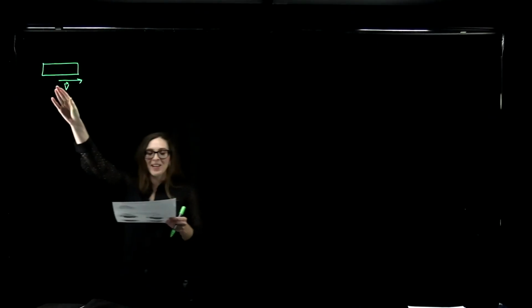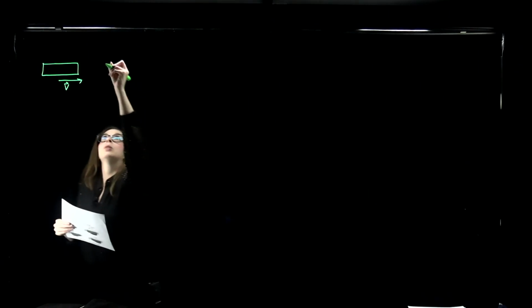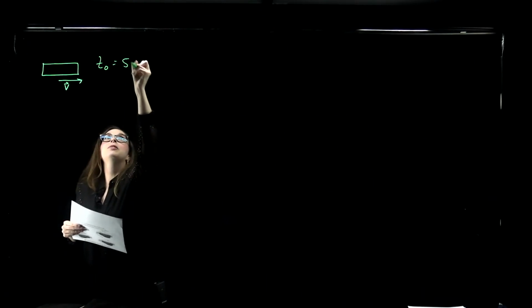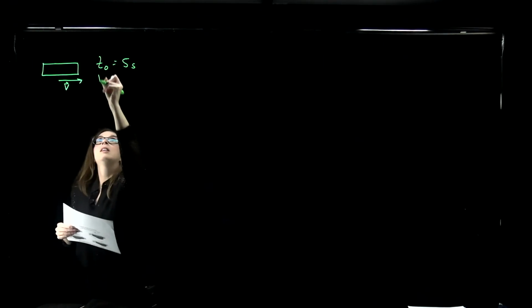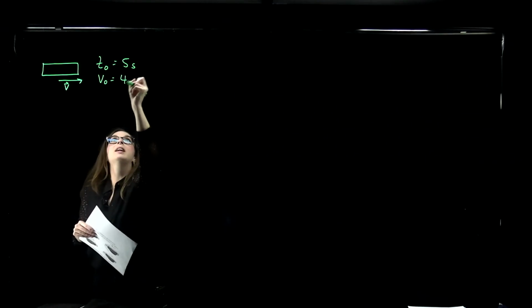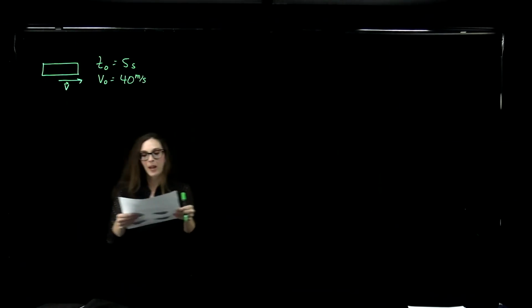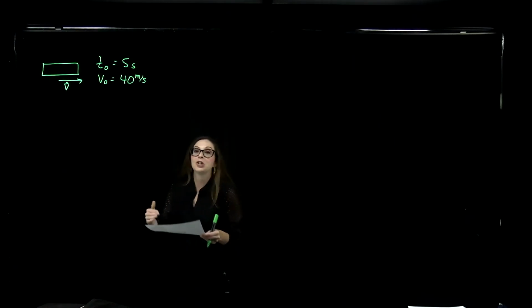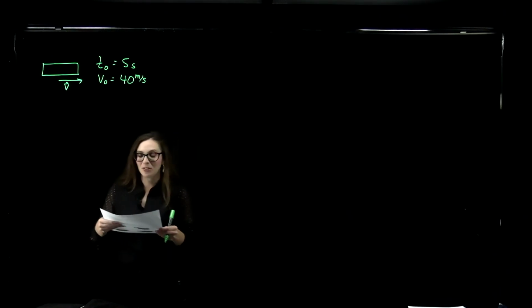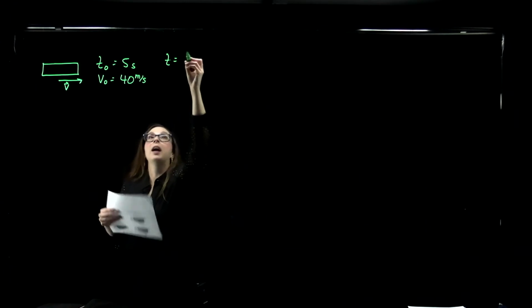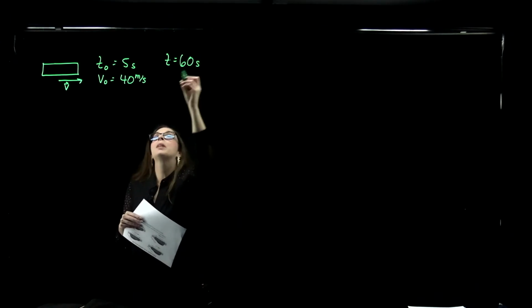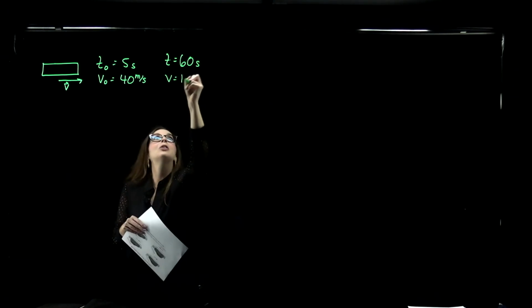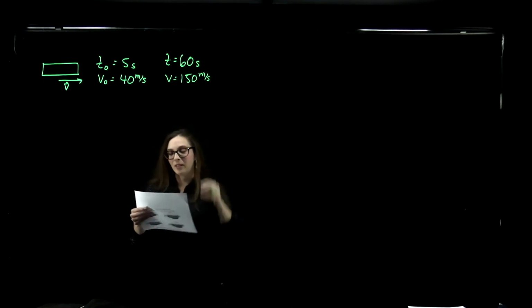Here's our car. And 5 seconds after the race starts, your car is moving at 40 meters per second. So I'm going to call that t0 is equal to 5 seconds, and then v0 is equal to 40 meters per second. 60 seconds after the start of your race, you have reached 150 meters per second. So at some later time, which is 60 seconds, your velocity at that time is 150 meters per second.